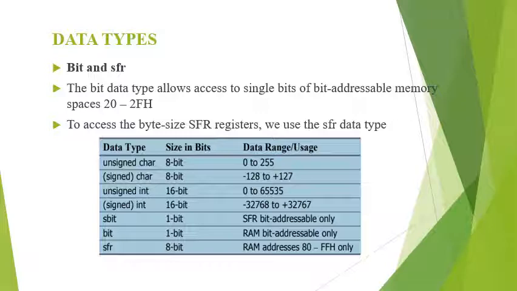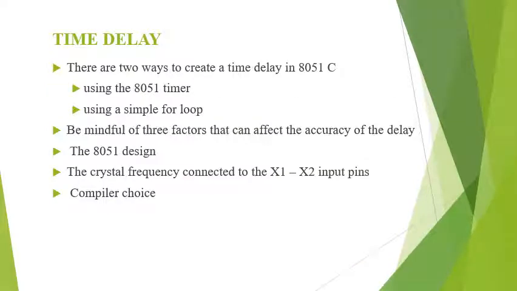The range is from -32,768 to +32,767. Sbit is 1 bit and its usage is SFR bit-addressable only. Bit is also 1 bit, and its usage is RAM bit-addressable only, 20 to 2FH. SFR is 8-bit, byte size, and its usage is RAM addresses 80 to FFH only, that is for SFR registers.